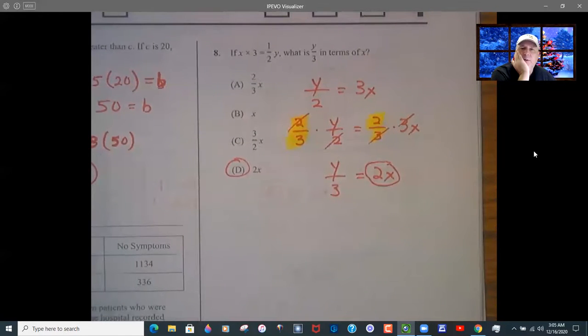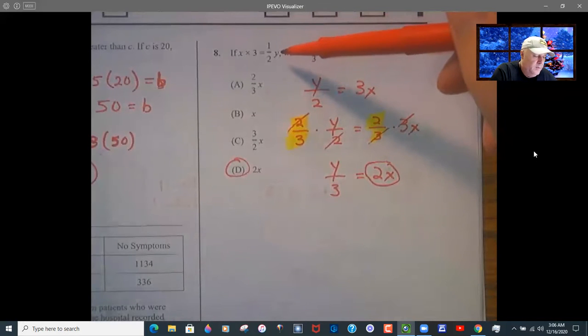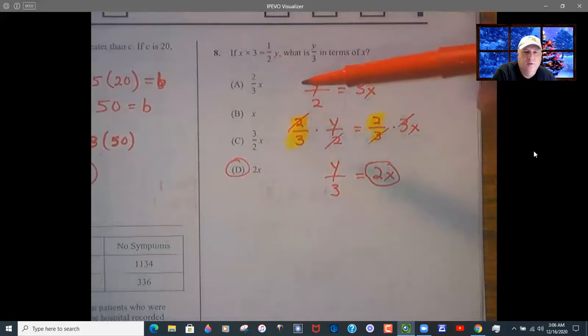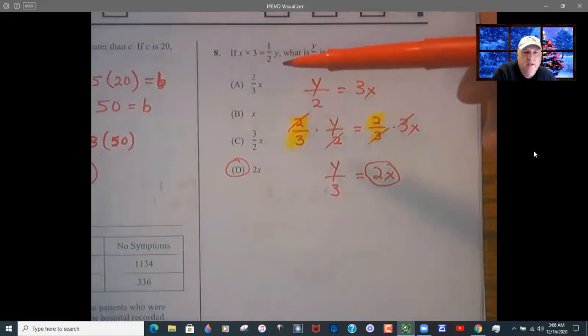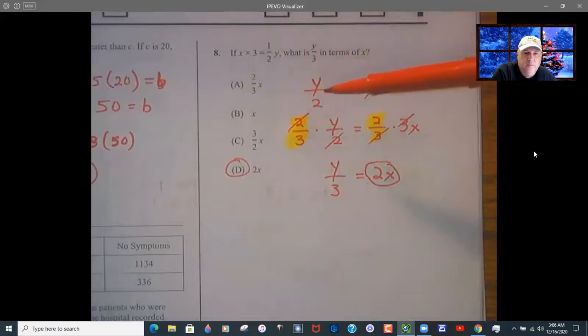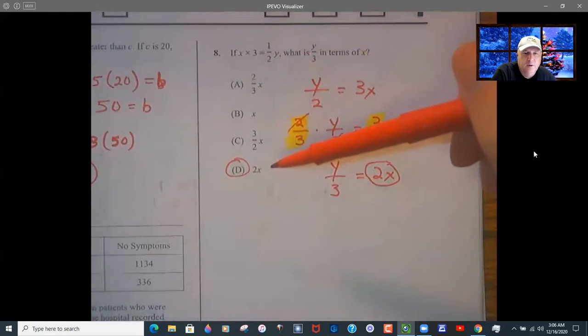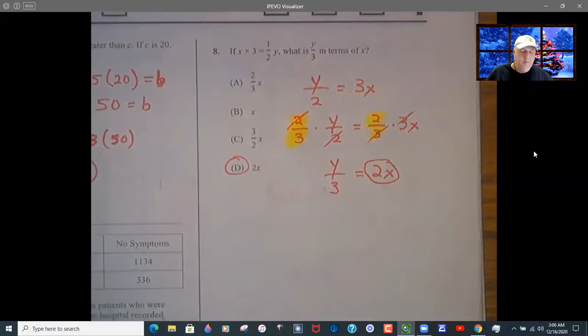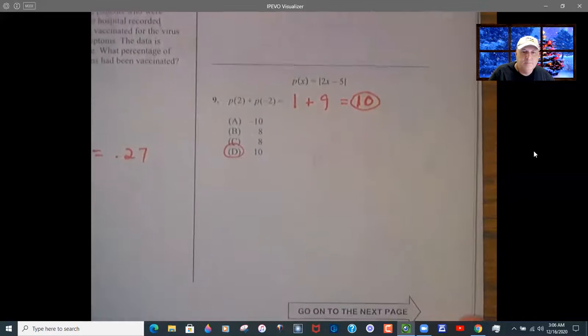I suppose you can do the numbers game here. I'm not going to do that in this video, but pick some x's and y's that make this true. How about y is 12 and x is 2? That would be true then. So 12 over 3 is 4. Which one of these gives 4 when x is 2? That's D. I just did it mentally. So pick numbers there.